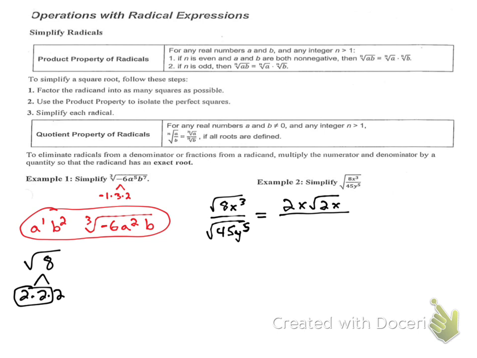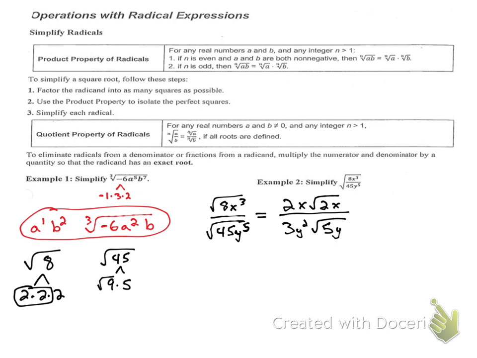The denominator, if I broke that down into its prime factors, if I just look at 45, what are 2 factors of 45? 9 and 5, and 9 is a perfect square, so we can take out a 3, and that 5 is left inside the radical. Then for the variable y, how many times does 2 go into 5? 2 times. We have a y left inside the radical. So, again, you don't have to do this first, but it definitely helps.